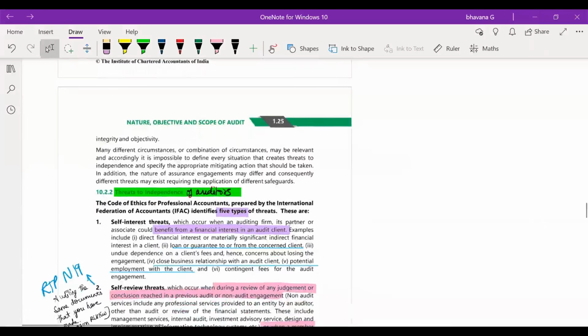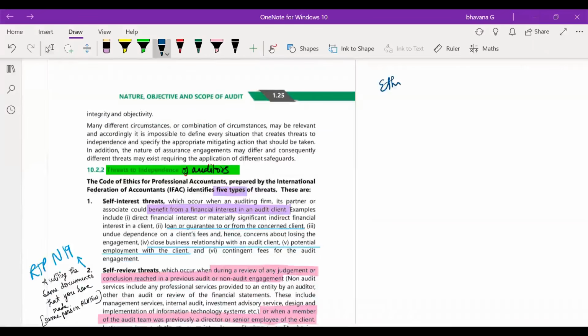Okay, so now we are still in the ethical requirements topic only. First we read the 5 elements, CO, PPI. Next we read about the 6th element, which was independence. Now you are going to read about something known as threat to independence of the auditor.